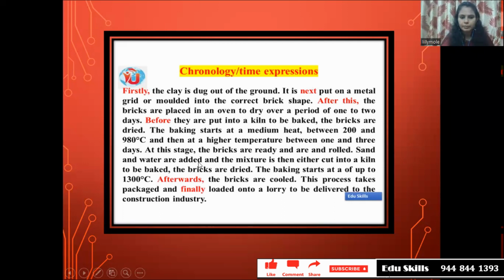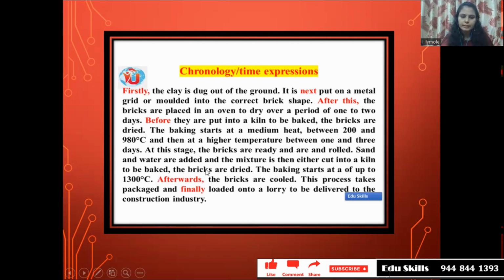They are telling about the process. Until this point, they are telling this sequentially. Firstly, they are taking the clay. Then next they put it on the mold, or after that they place it in a dry oven. And before that, they will put it in the kiln until the bricks become dried. Then they are telling about the process.